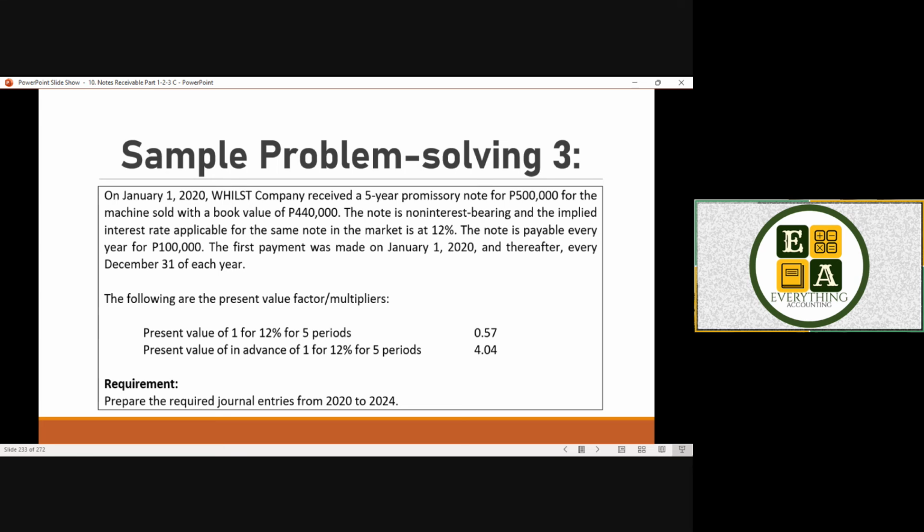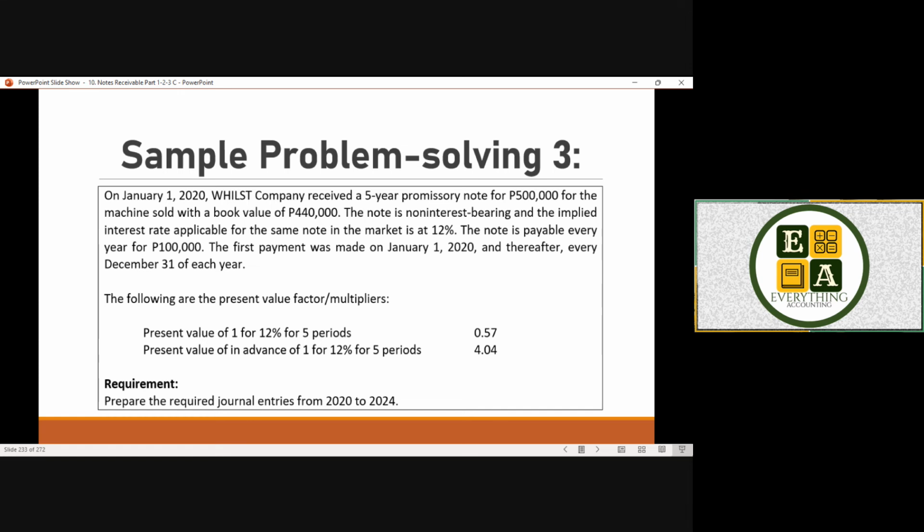Okay, for sample problem solving 3. The only difference of sample problem solving 3 from problem solving 2 is that on the last sentence, the first payment was made on January 1, 2020, and thereafter every December 31 of each year. Our transaction date is January 1, 2020, and our first payment date is January 1, 2020 also. So therefore, there is an advance payment. Then succeeding collections will be made on December 31 thereafter.